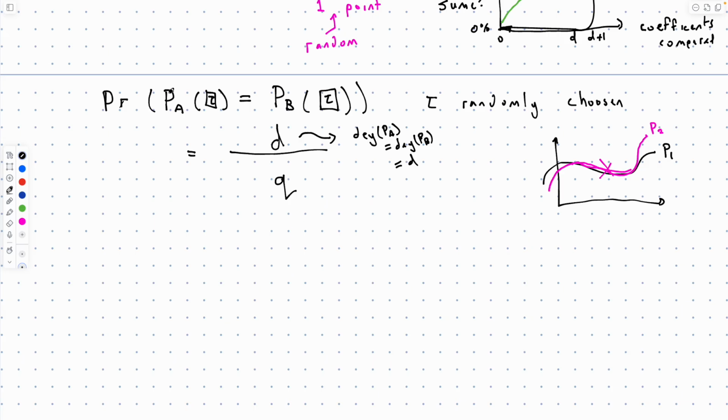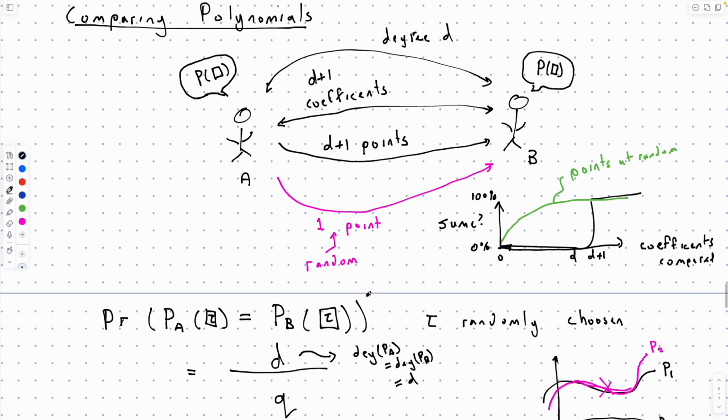Okay, so if Alice and Bob pick one point at random, the probability that their polynomials will be equal at that point is D over Q if they're not the same polynomial. What if they are the same polynomial? Then they're going to be the same at all points. So we're going to run this experiment.